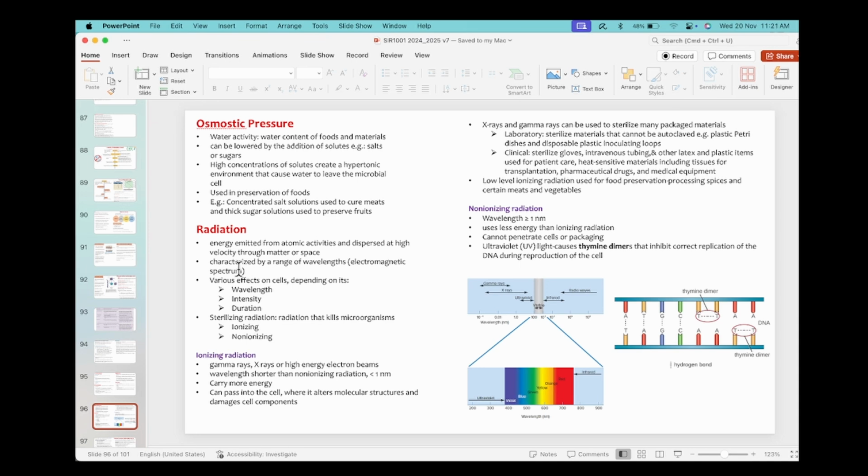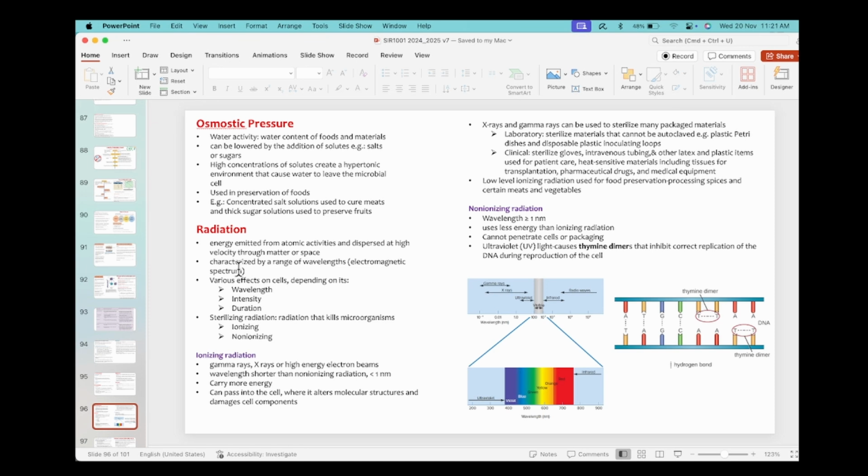For radiation, it's usually gamma rays, usually for glassware or during industrial manufacturing. Sometimes if they don't use ethylene oxide, they use gamma irradiated petri dishes. So when you buy petri dishes, you can check, is it irradiated? Is it ethylene oxide treated? You have different types of petri dishes, sterilized differently. Okay.